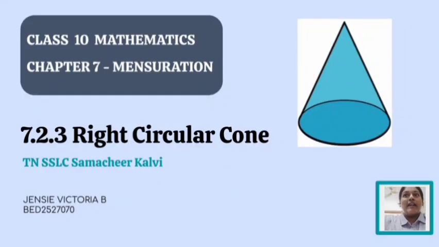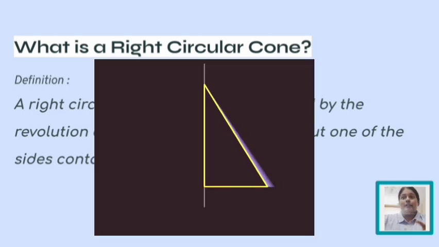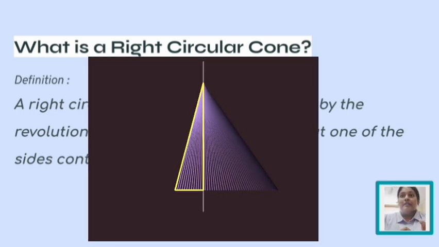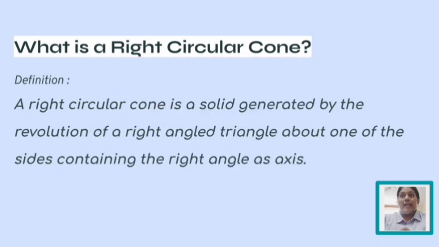Today our topic is right circular cone from class 10 chapter 7. So let's get started. Now first, what is a cone? As given in the slide, a right circular cone is a solid generated by the revolution of a right angle triangle about one of the sides containing the right angle as axis. So the definition says, if you have a right angle triangle and it rotates, you get a cone shape. That is what the definition actually says.